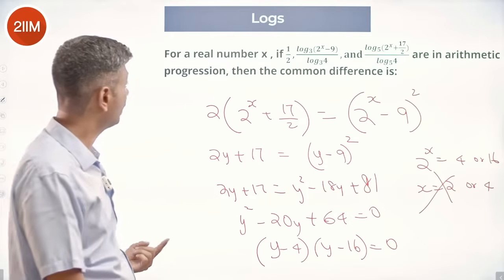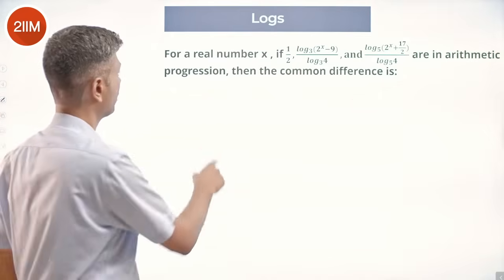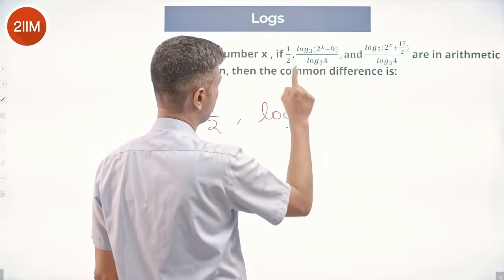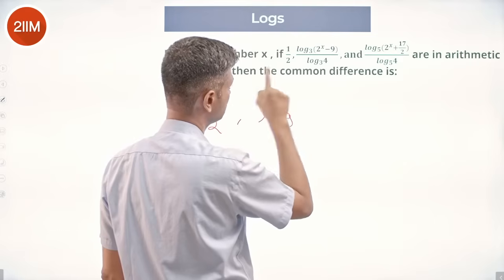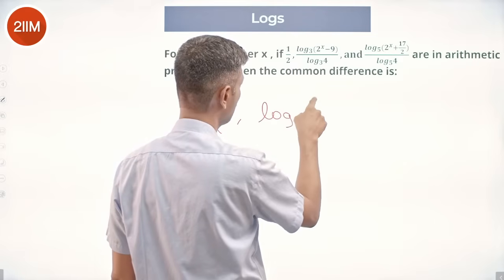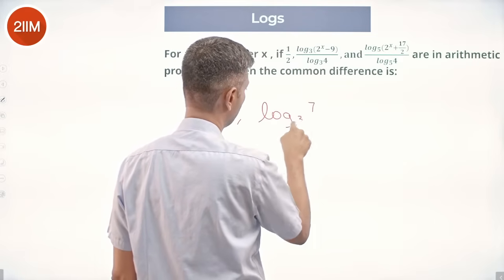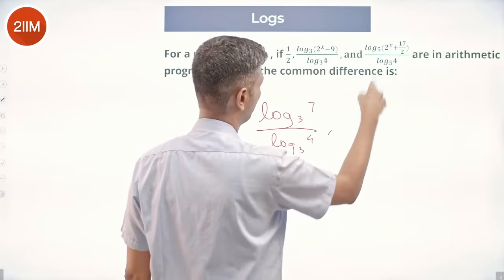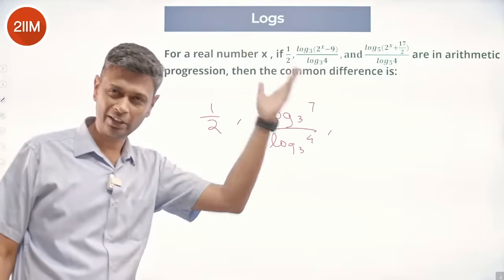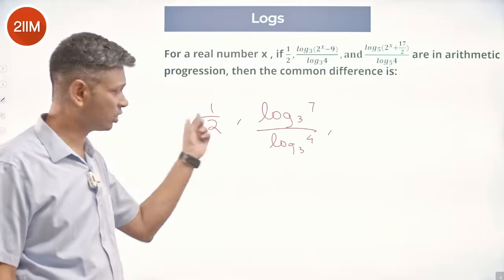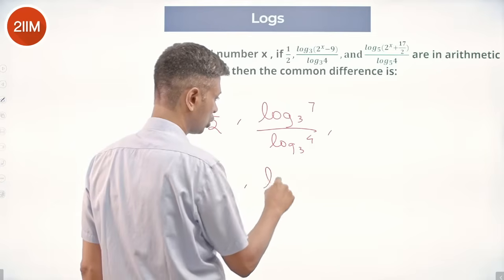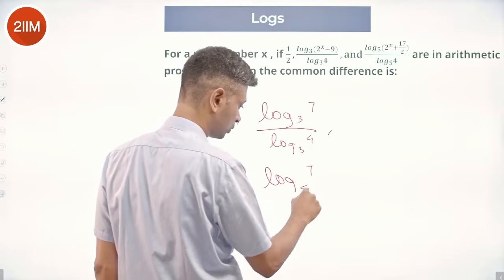So now we need to find the common difference. Let's do this. Half log of 2^4 is 16, 16 minus 9, 7 to the base 3 over log 4 to the base 3, whatever this is. I don't even have to find the third term because I want to find a common difference. I'm going to do this minus this. So half log 7 to the base 4.